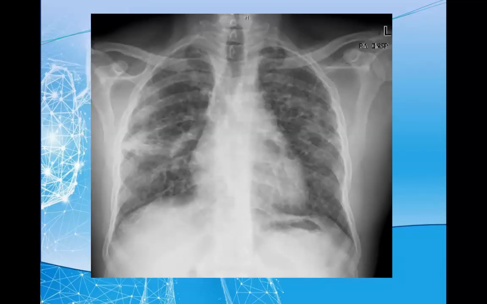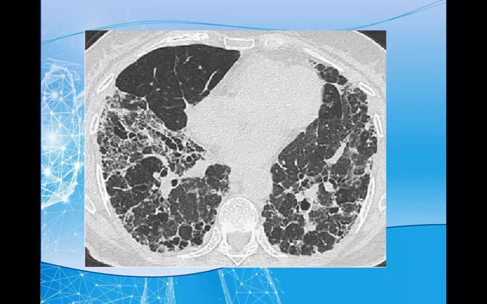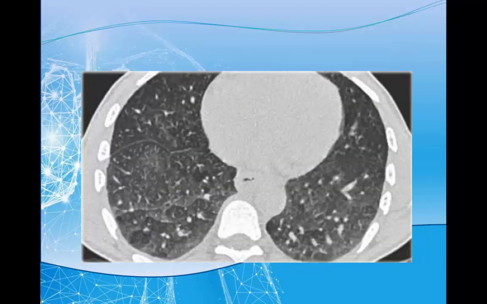On this X-ray, you can see the areas of consolidation. This is a high-resolution CT of someone with chronic hypersensitivity pneumonitis. It gives you a honeycomb-like appearance or a ground glass appearance like this.